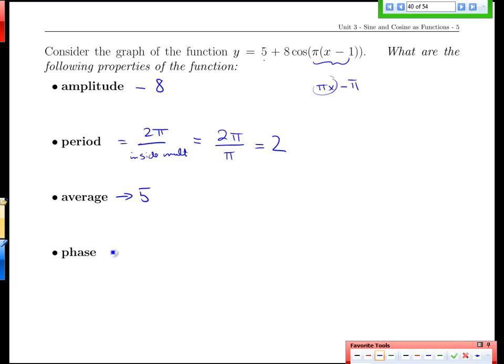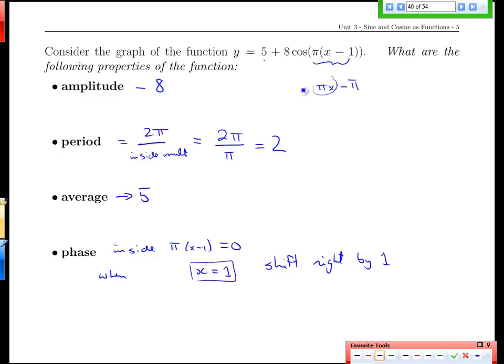Last but not least, what's the phase or what's the start point? The inside is pi x minus 1 equals 0 when x equals 1. That's pretty clear. If I make 1 minus 1, I'll get 0. So that would be our phase. We're going to be shifted to the right by 1.